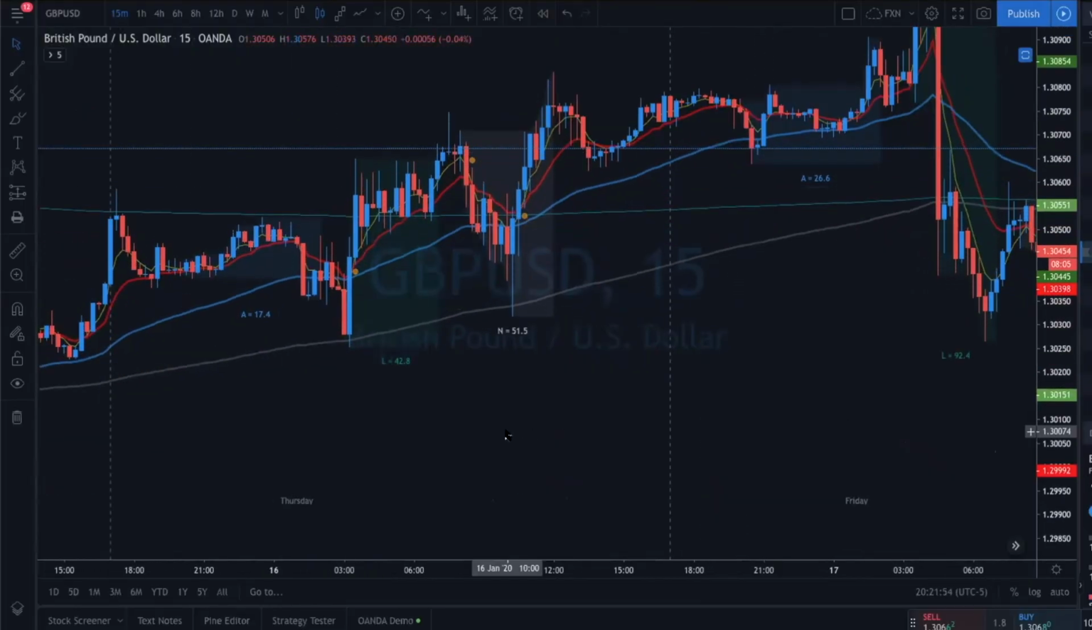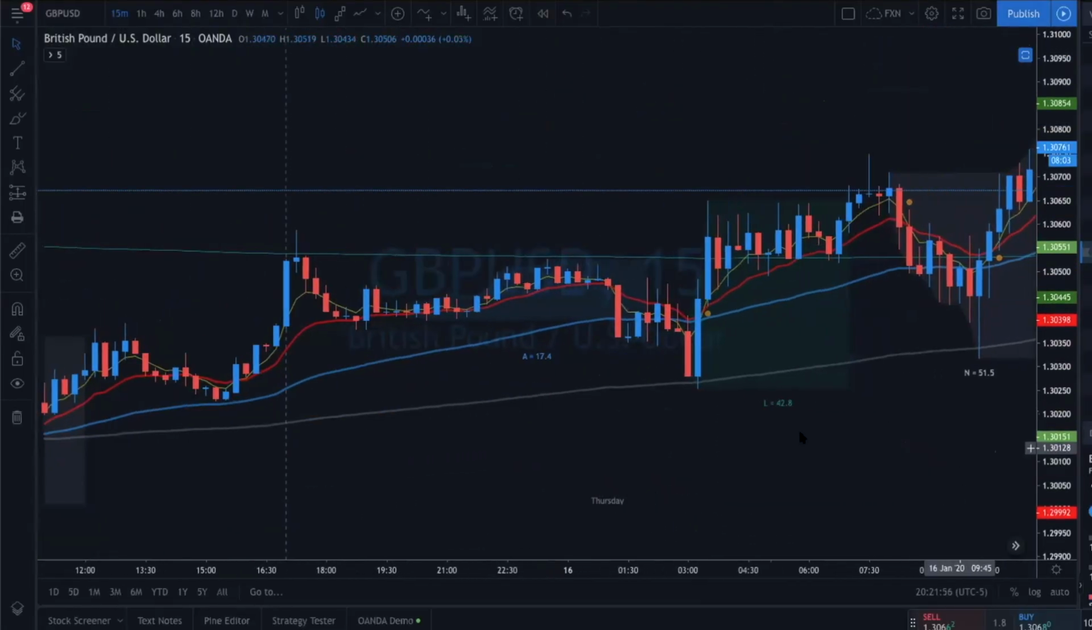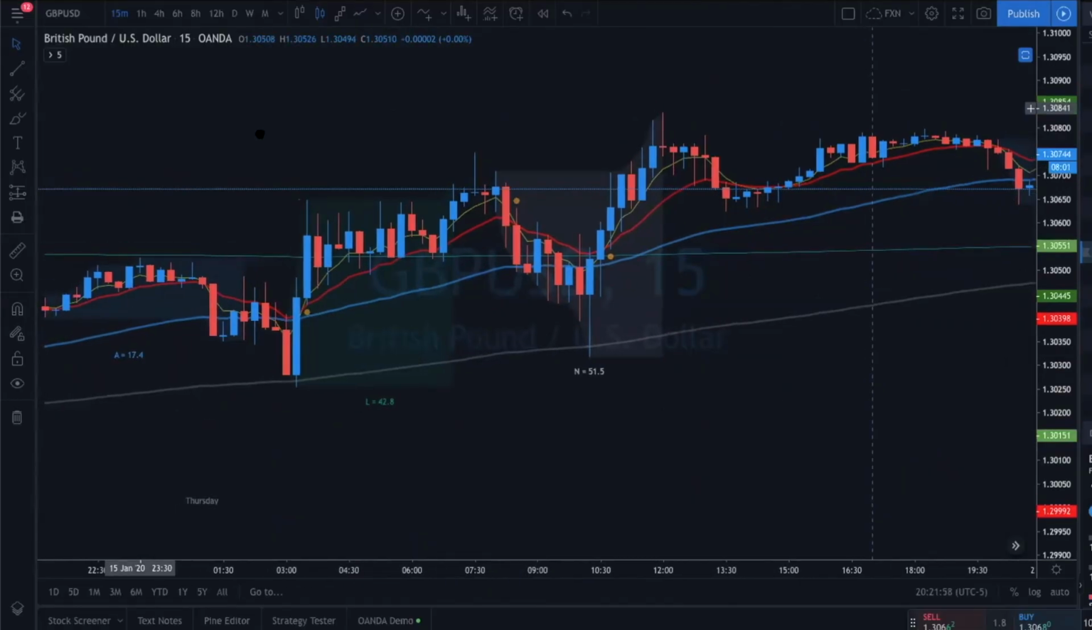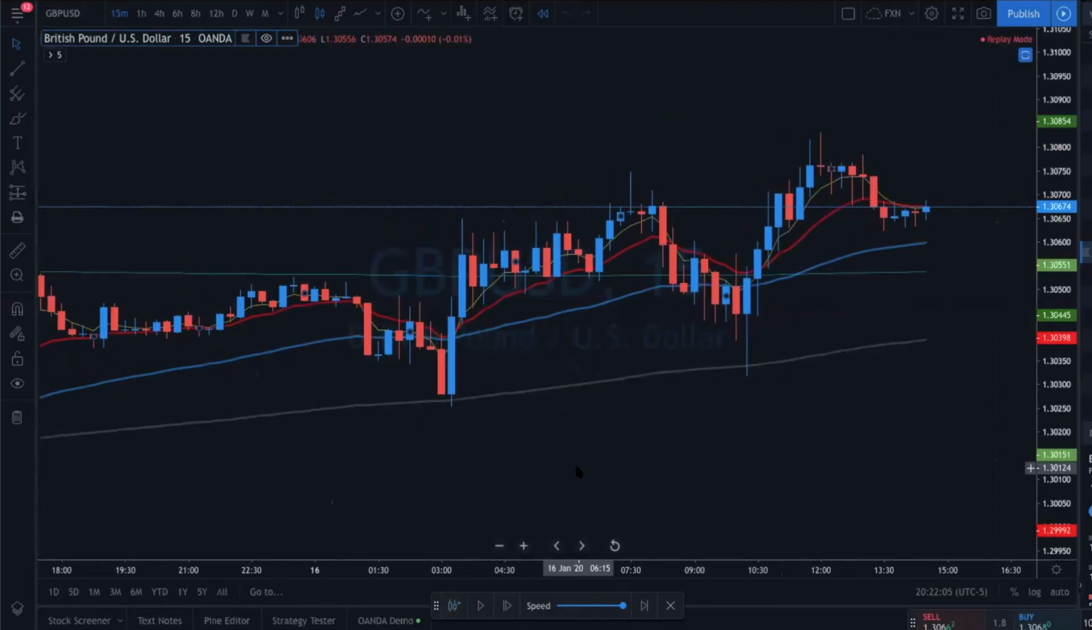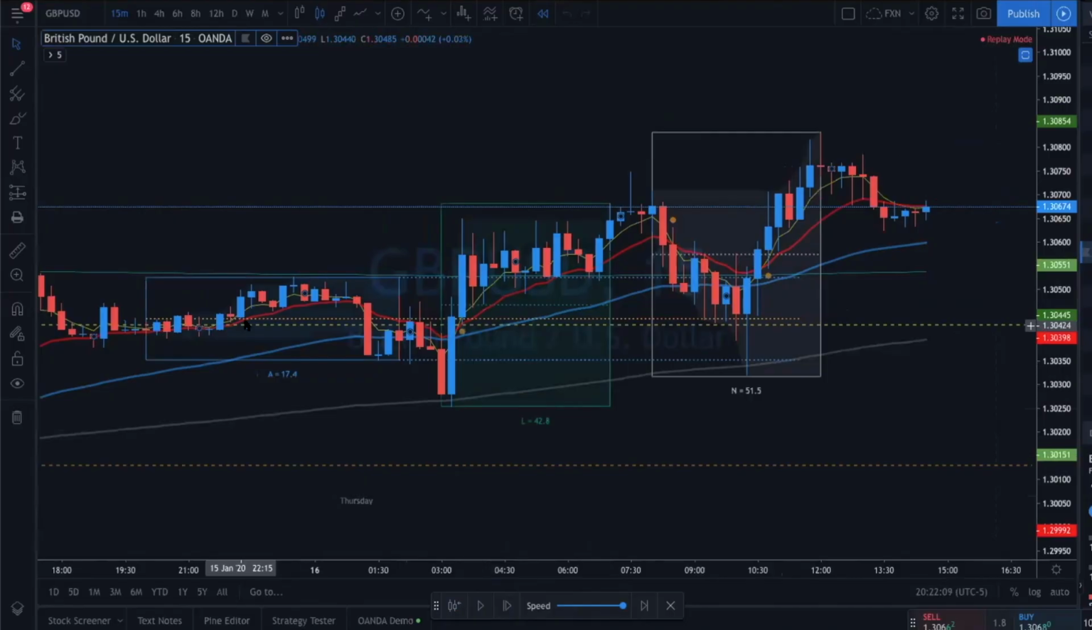So like here. So if you have something like this, 17 pip Asian range, 42 pip London session so far. And let's just go back a couple more here.